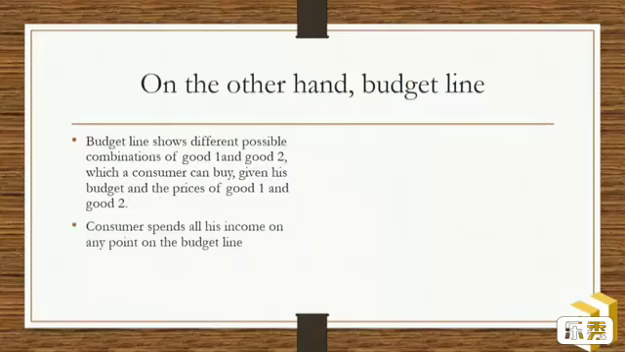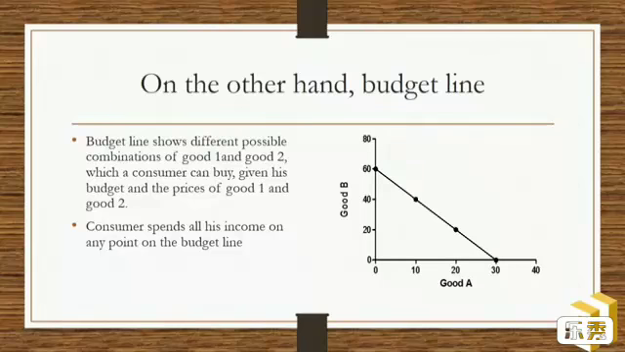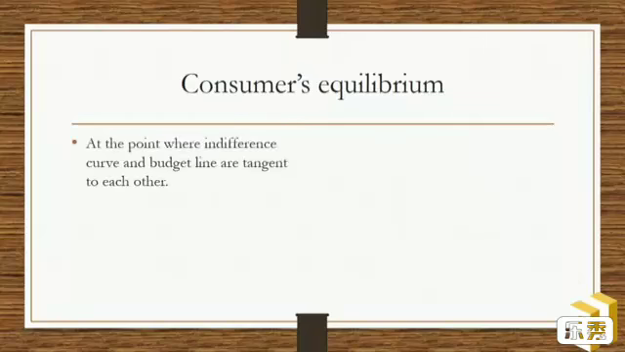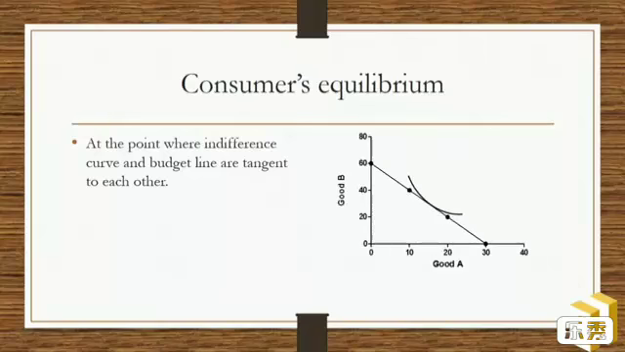At any point on the budget line, the consumer spends all his income. Points above the budget line show unaffordable combinations. Mathematically, it can be derived as price of X into quantity of X plus price of Y into quantity of Y is equal to the money income M. Consumer's equilibrium will be attained where indifference curves and budget line are tangent to each other. Mathematically, the equilibrium will be attained where the ratio of marginal utilities attained from two goods is equal to the marginal rate of substitution.